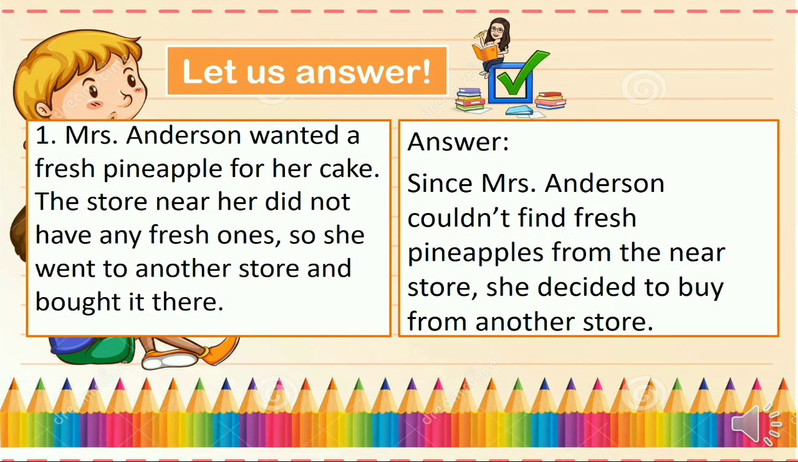How about this one for complex sentences? Number 1, Mrs. Anderson wanted a fresh pineapple for her cake. The store near her did not have any fresh ones, so she went to another store and bought it there.